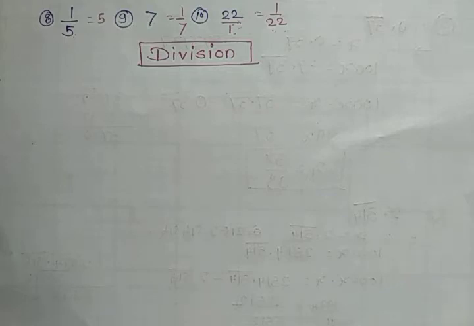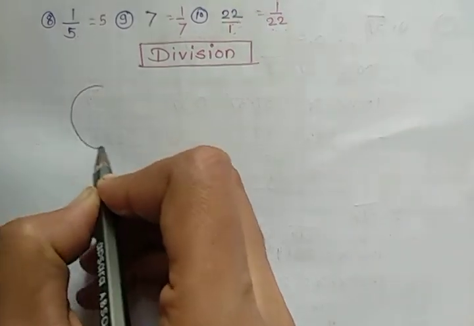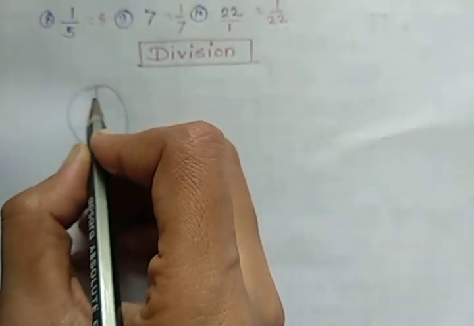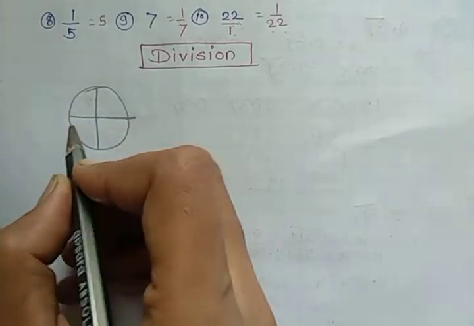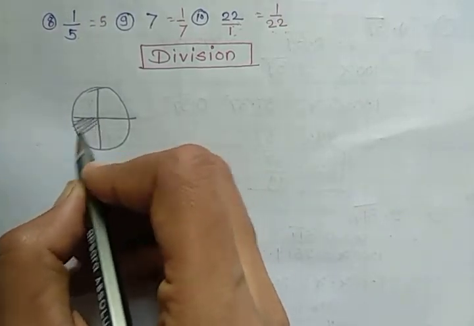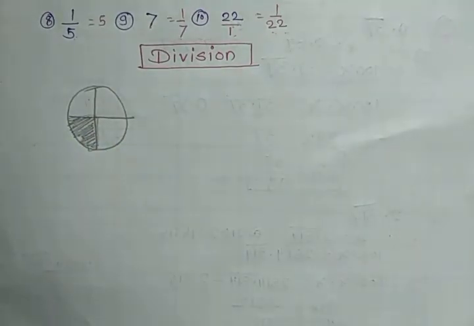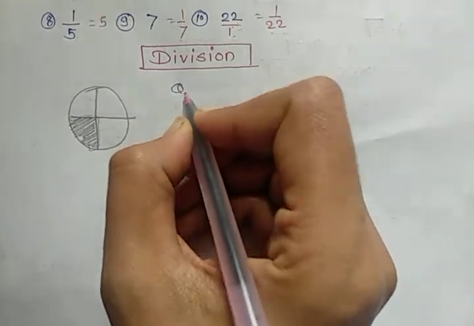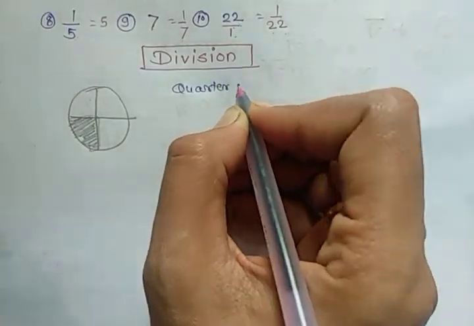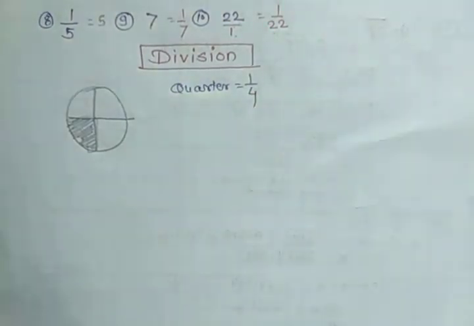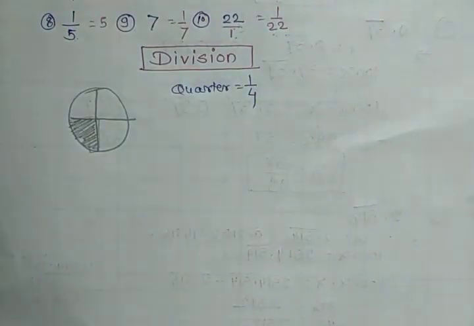Let's see. Quarter means, suppose this is the shape of that bhakri. This shape is a quarter. This colored portion means the quartered portion. Quarter means 1/4. As we can see in the picture, we can get 4 quarters from one bhakri. So it will be enough for 4 people.